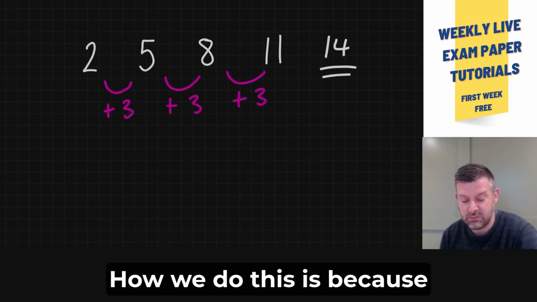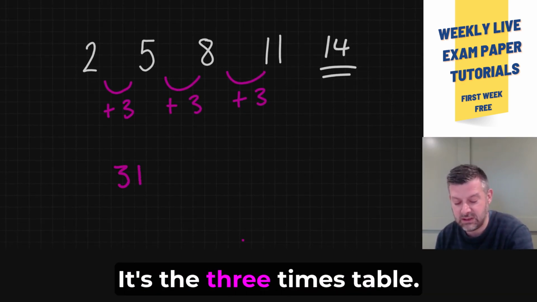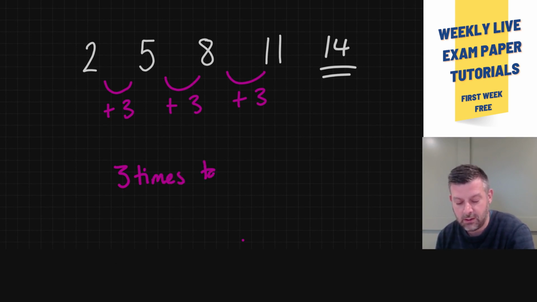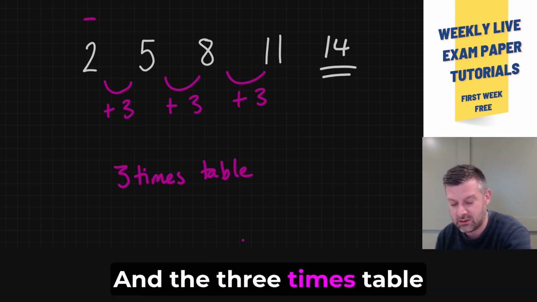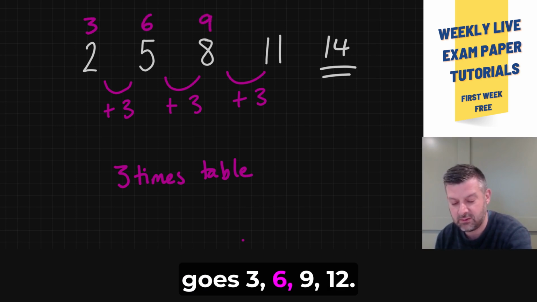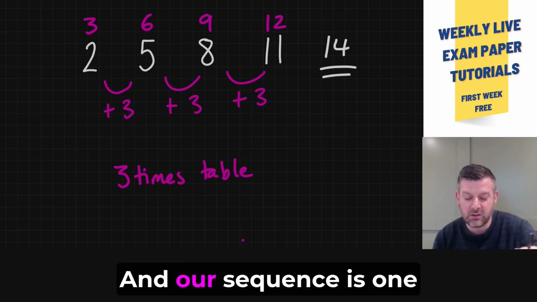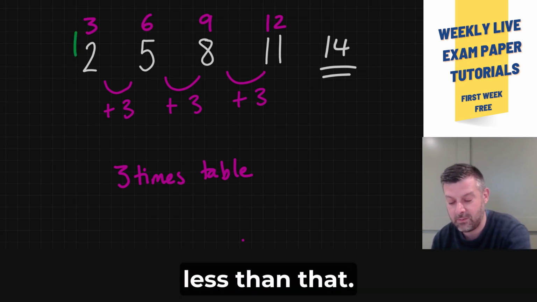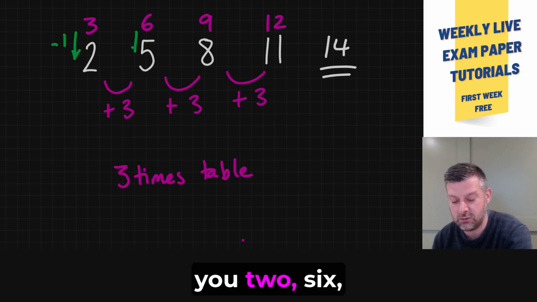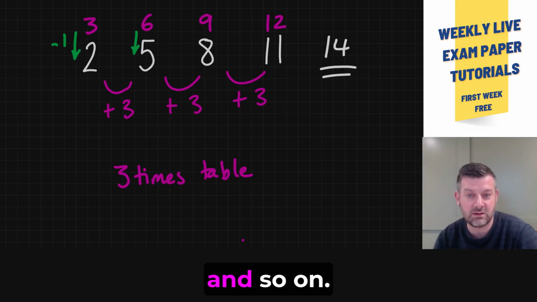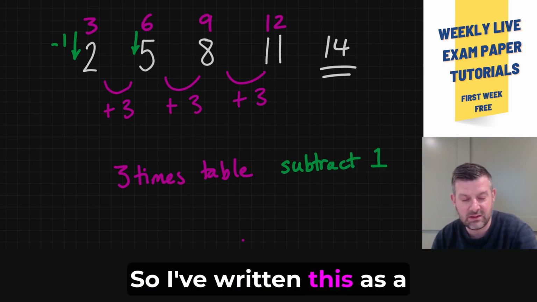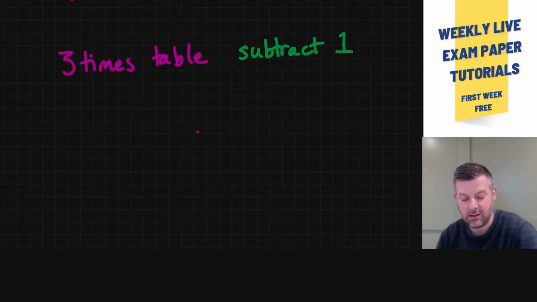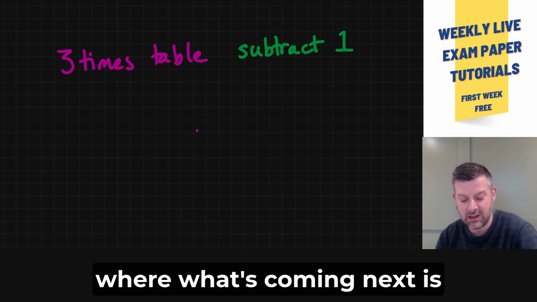How we do this is, because it's going up in threes, it's the 3 times table. I wouldn't actually write this each time, but I'm going to write it this time. The 3 times table goes 3, 6, 9, 12, and our sequence is 1 less than that. 3 take away 1 gives you 2, 6 take away 1 gives you 5, and so on. So our sequence is the 3 times table, subtract 1. I've written this as a sentence just to make it clear where what's coming next is going to come from.